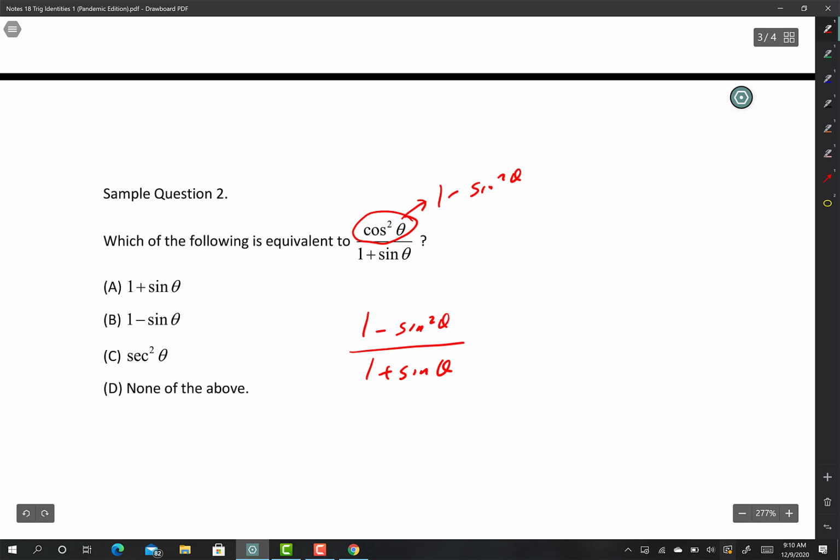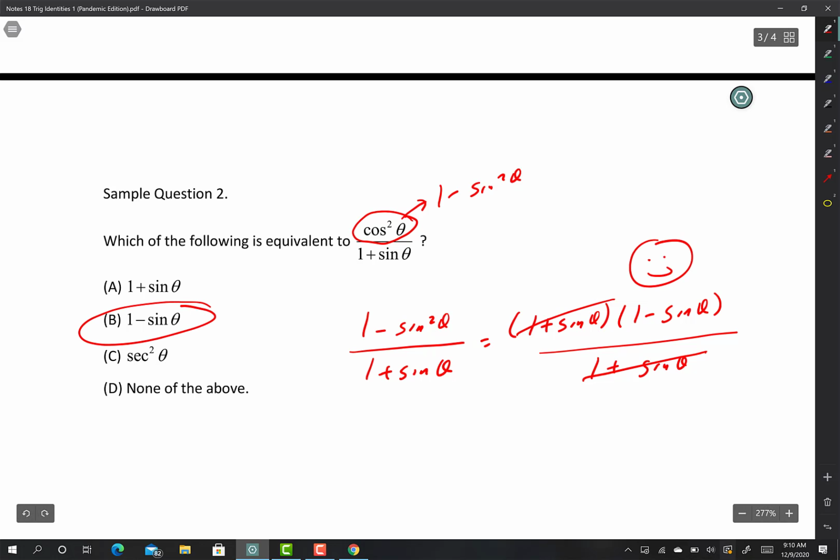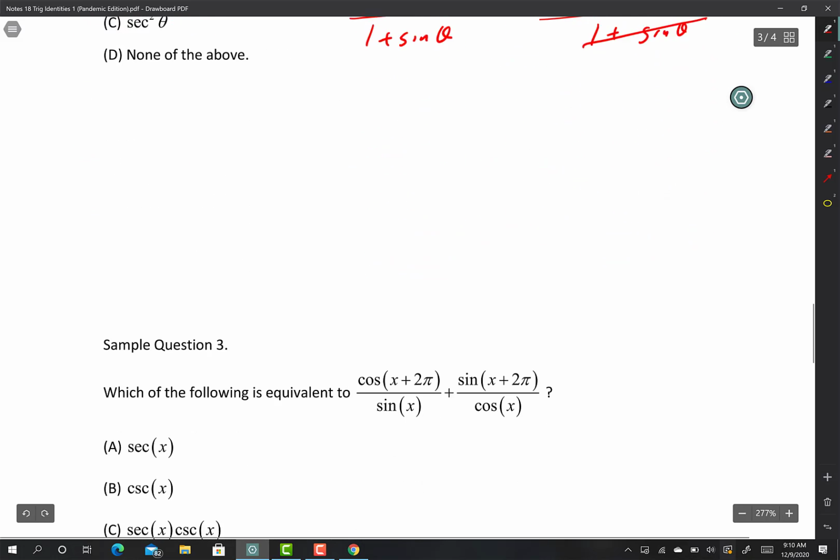And then from here, you're like, okay, now I'm stuck. No, you're not, guys. Remember that 1 minus sine squared, that's the difference of squares. So I can rewrite this as 1 plus sine theta, 1 minus sine theta, all over 1 plus sine theta. And now you're going to notice that I have a factor that I can cancel out. I have 1 plus sine theta on the top. I have 1 plus sine theta on the bottom. And you can cancel those out, and you're left with 1 minus sine theta. Yay, another one, guys. We did it.